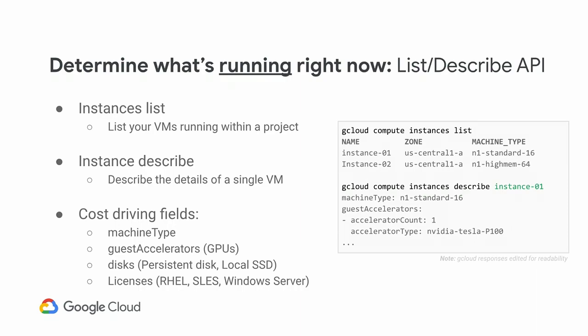The cost-driving fields here are things like machine type, which is the base VM, the cores and RAM. There's also accelerator type and accelerator count, which are the GPUs that are running, the number of GPUs, and the type of GPU. There's your disk, and there could be multiple disk objects within that resource in the API. You could have multiple persistent disks attached to your VM, or a local SSD disk as well, and local SSD can also be a fairly expensive resource. You can also take a look at the licensing or the premium OSs attached to the VMs that you're running.